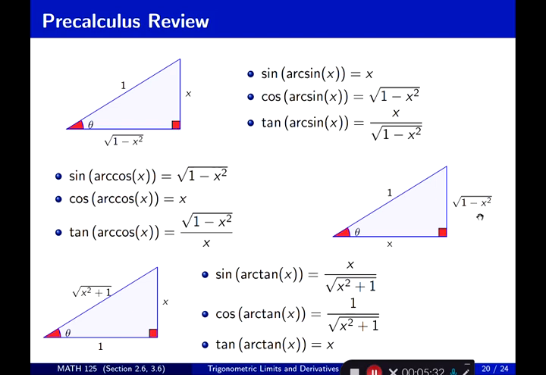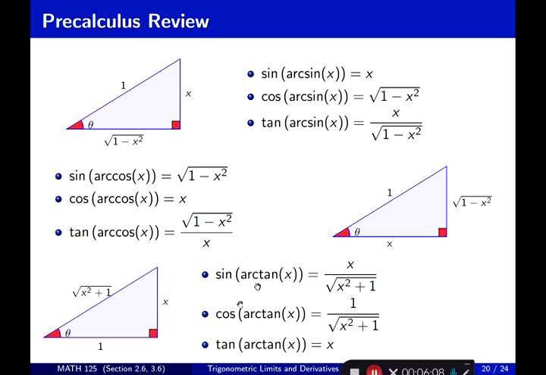Over here, the second set, the inner function is arccosine of x. And so for an angle theta, the adjacent over hypotenuse is x over 1. Use the Pythagorean theorem to find the other side, square root of 1 minus x squared. And then use the triangle to find sine, cosine, and tangent.